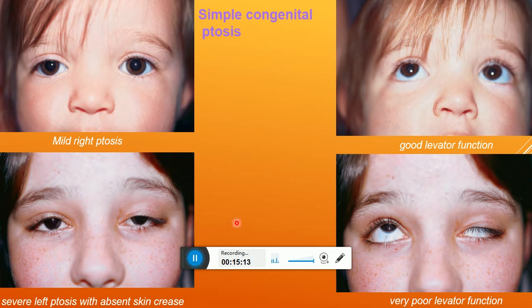One point which is different from the acquired cases: in down gaze the ptotic lid will be higher than normal. Why? Because of poor relaxation of the levator muscle. This is in contrast to acquired ptosis. In acquired ptosis, the affected lid is either at the level or lower than the normal. So following surgical correction, the lid lag in down gaze may be worsened.